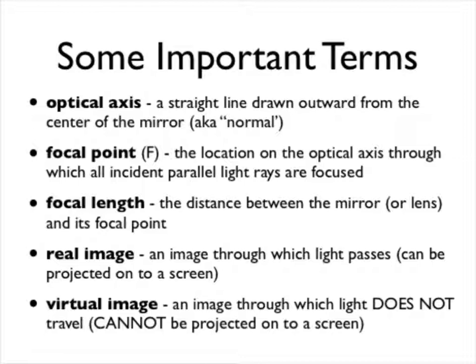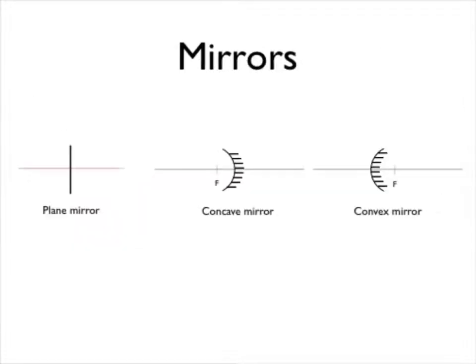And then we have two types of images that are produced. A real image is an image through which the light passes and can be projected on a screen. Whereas a virtual image, the light or the image could not be projected onto the screen. And as we go through the examples, I will explain more about real images and virtual images. So first let's look at the three types of mirrors.